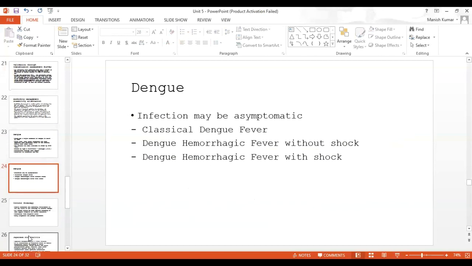So infection can be symptomatic, and there are three types of cases you will see: classical dengue fever, dengue hemorrhagic fever without shock, and hemorrhagic fever with shock. The third one, hemorrhagic fever with shock, is very fatal, and this has to be treated promptly. And the patient should look for any rashes on their body, and should immediately go and consult their doctor.